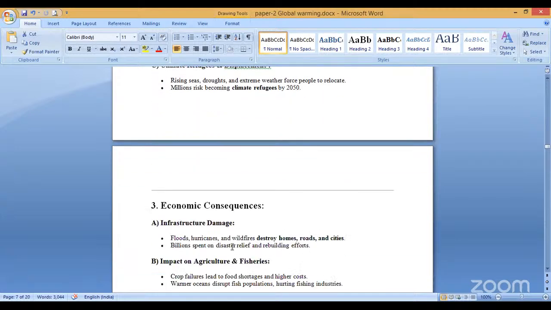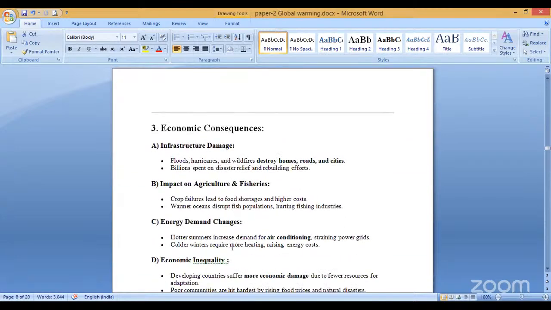And then coming to the next one, the economic consequences. What are the economic consequences? Infrastructure damage: floods, hurricanes, and wildfires destroy homes, roads, and cities. Billions are spent on disaster relief and rebuilding efforts. It is the most dangerous thing.